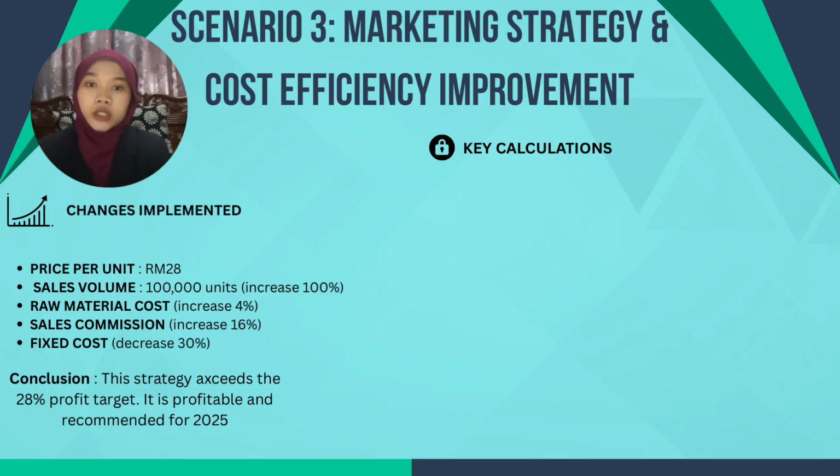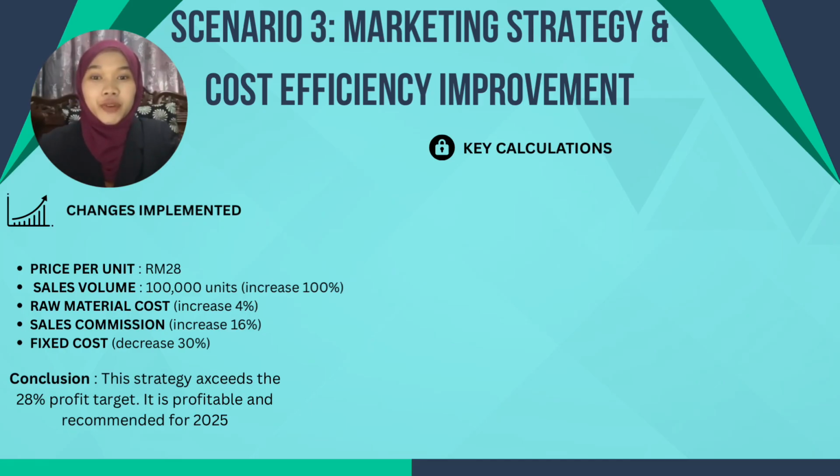Due to market conditions, raw material costs increased by 40% and the company also raised its sales commissions to 60% to boost sales. However, to maintain cost efficiency, fixed costs are reduced by 30%. Okay, now let's go through the key financial figures. The total sales revenue is 2.8 million ringgit, and then the variable production cost after 4% increase is 1.3 million ringgit. The sales commission at 60% amounts to 448,000 ringgit.